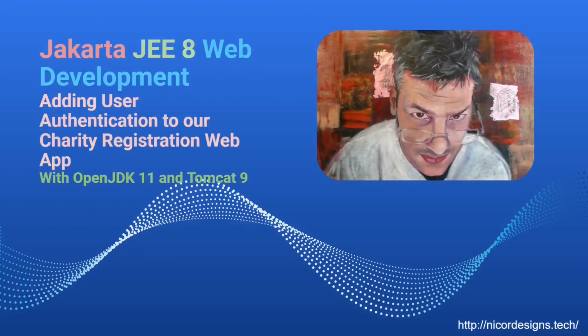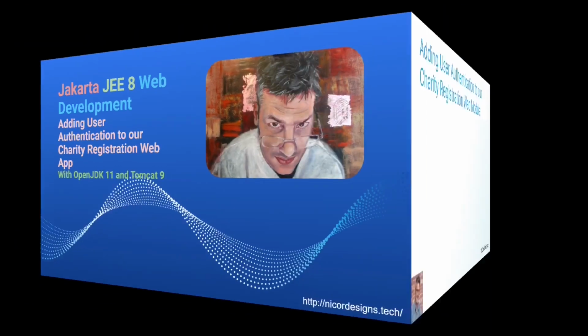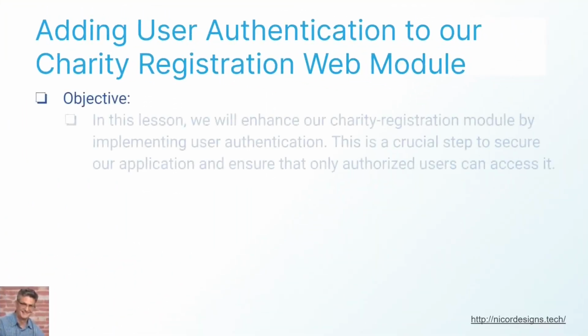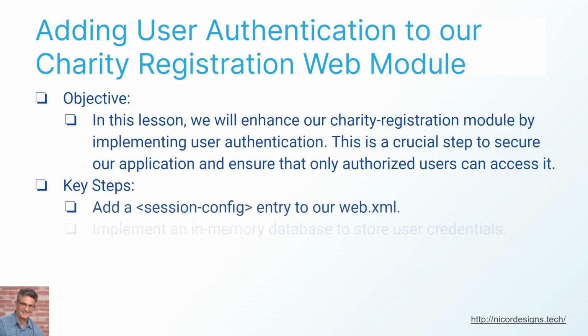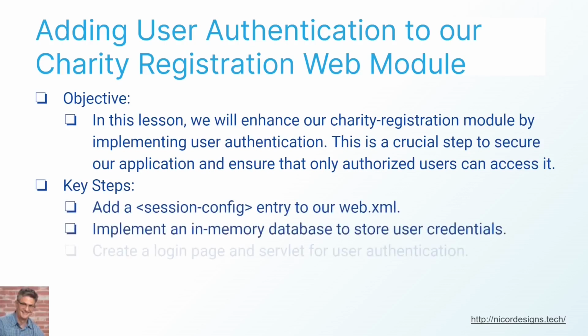In this tutorial, we will add a user login and authentication to a new JSTL template layout. We will update the charity registration module by adding the user authentication. We will do that by updating our web.xml using an in-memory database for our users and creating a login page and servlet for our user authentication.